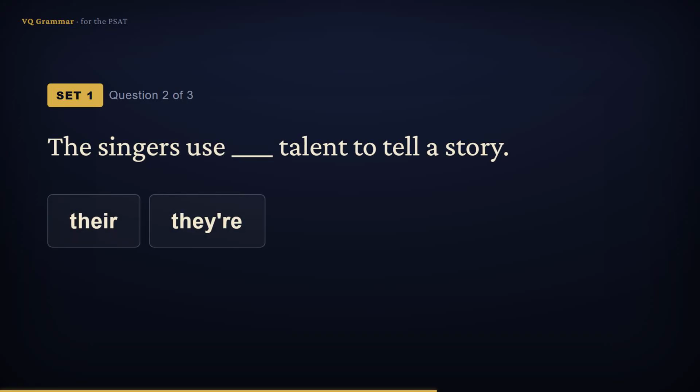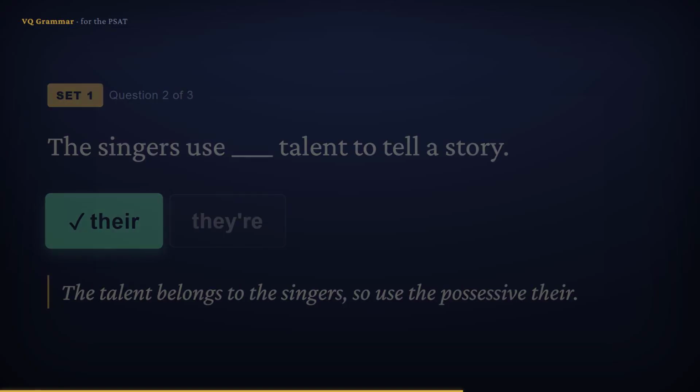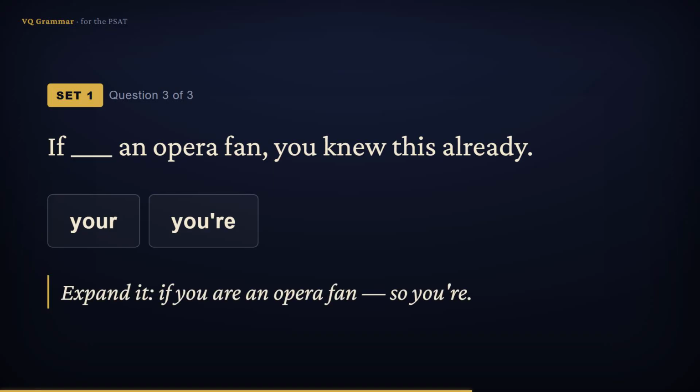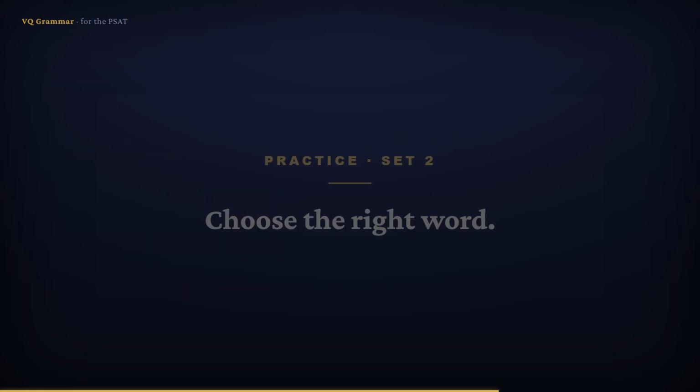The singers use blank talent to tell a story. Try expanding. They are talent makes no sense. The talent belongs to the singers, so we need the possessive, their, T-H-E-I-R. So the answer is their. If blank an opera fan, you knew this already. Try expanding. If you are an opera fan. That fits, so we want you're, the contraction of you are. Your, with no apostrophe, would be possessive, so the answer is you're.